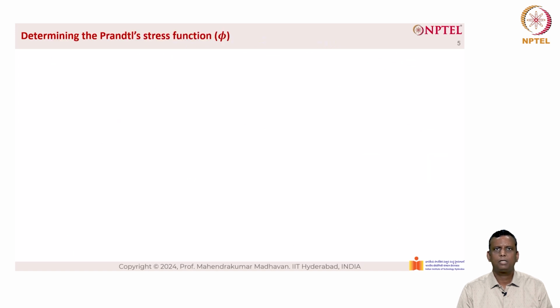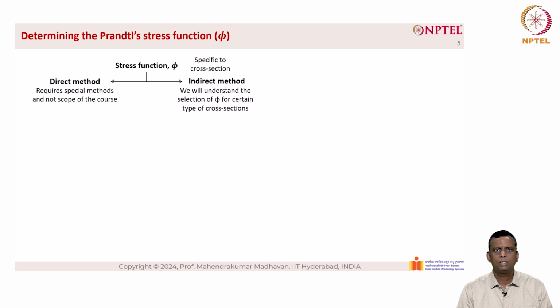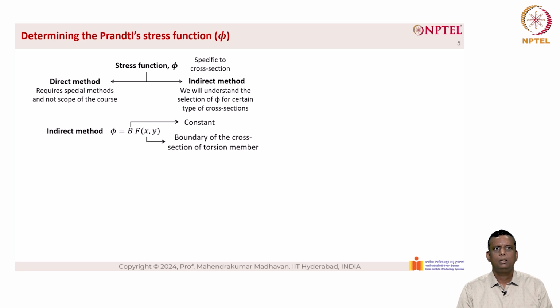Now, J can be determined using the Prandtl stress function phi. The stress function phi is specific to the cross-section. We can use a direct method, which requires special methods and is not in the scope of this course. The other method that we can use here is the indirect method. We will understand the selection of phi for certain types of cross-sections. In the indirect method, phi equals b times f of x comma y. Here b is a constant, and f of x comma y represents the boundary of the cross-section of the torsion member.